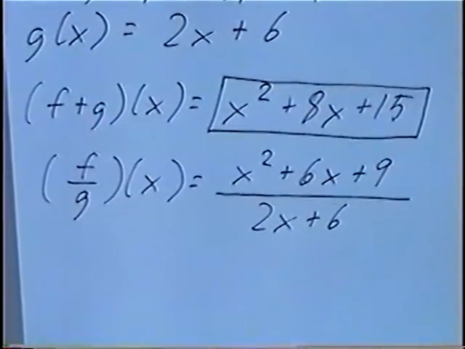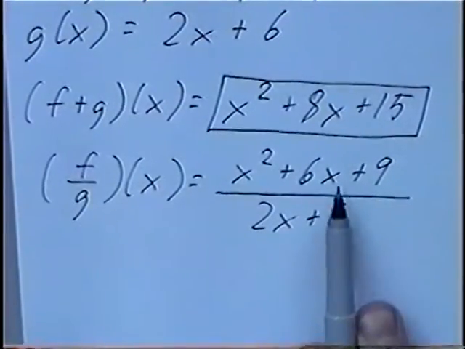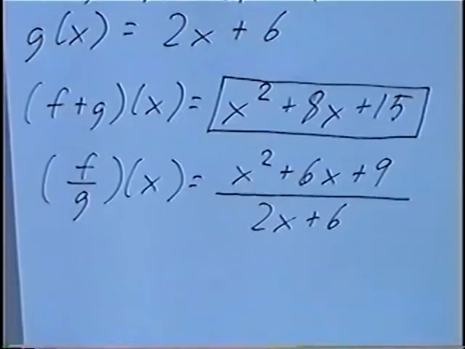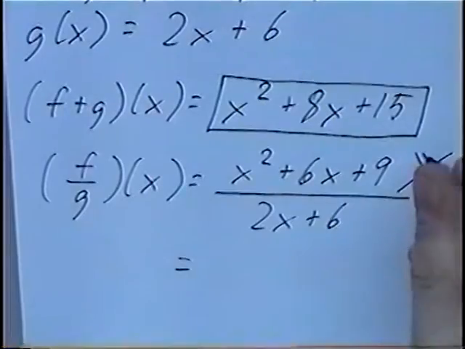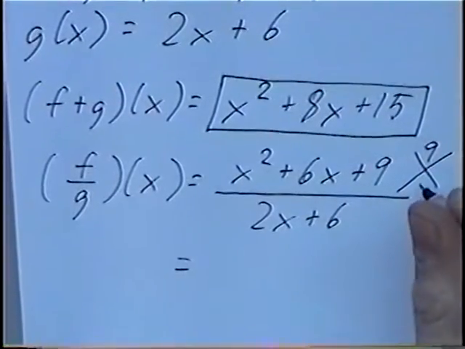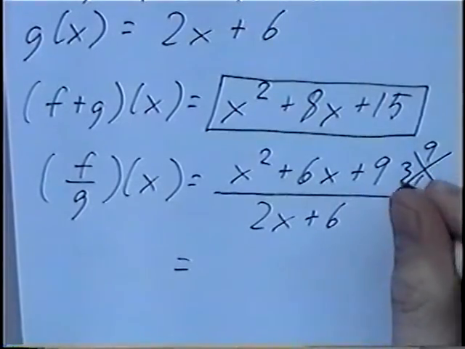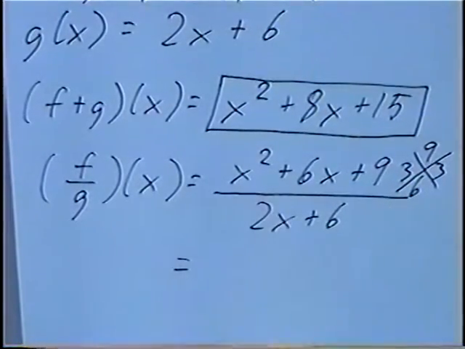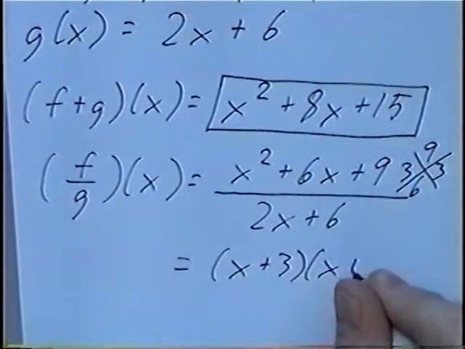To solve this, we could use long division to divide these out, or a shortcut. Since both of these expressions factor, we can factor and then divide. For example, the numerator, x squared plus 6x plus 9, if we factor using the diamond method, two numbers that multiply to get 9 and add to get 6, those numbers would be 3 and 3. So the numerator will factor to x plus 3 and x plus 3.